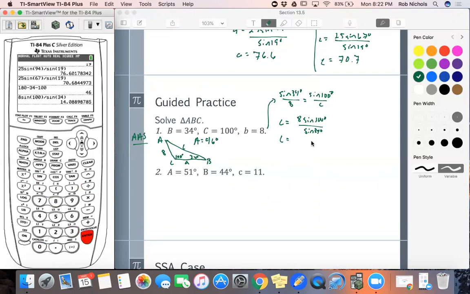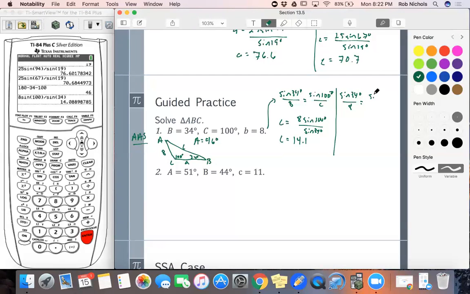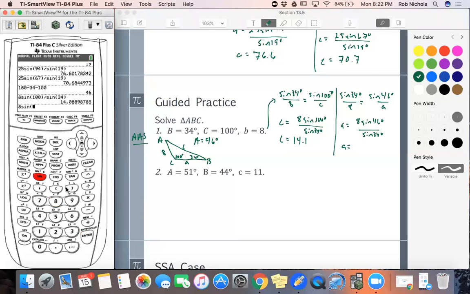And I get 14.1. All right, now for the other one. So I have the sine of 34 degrees over 8 is equal to the sine of 46 degrees over A. And again, skipping a step, A is going to equal 8 times the sine of 46 degrees over the sine of 34 degrees. So A is going to equal 8 times the sine of 46 degrees divided by the sine of 34 degrees.